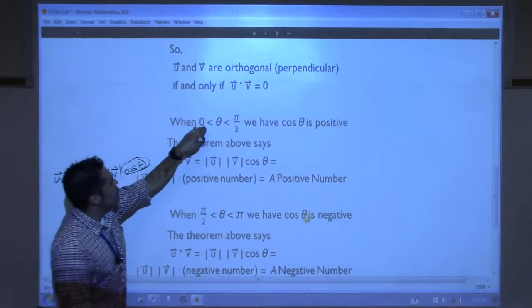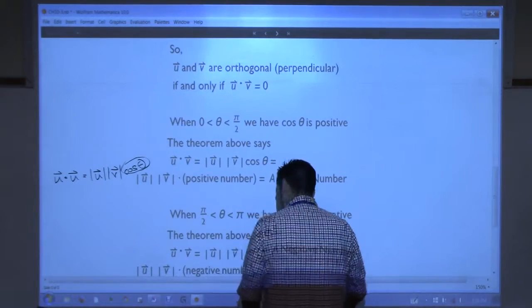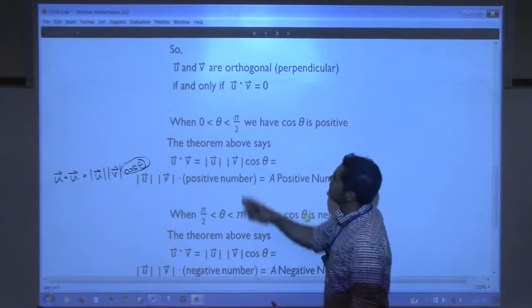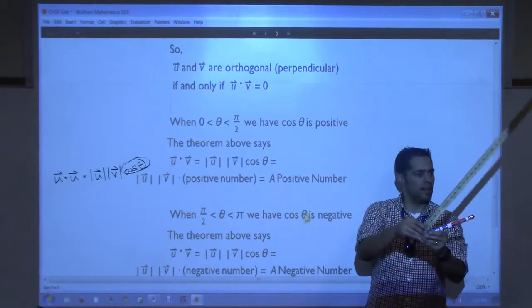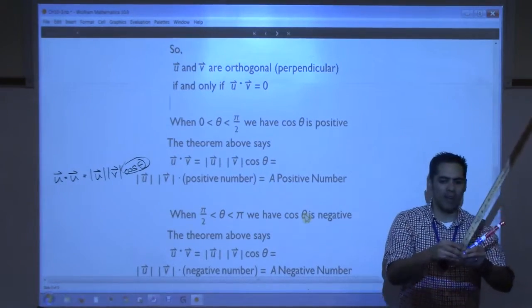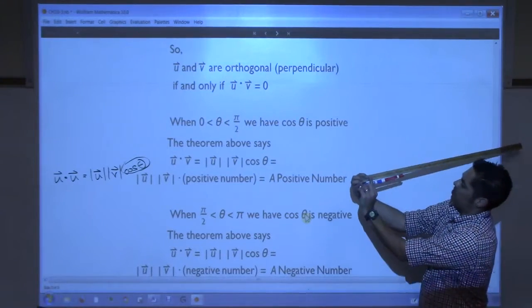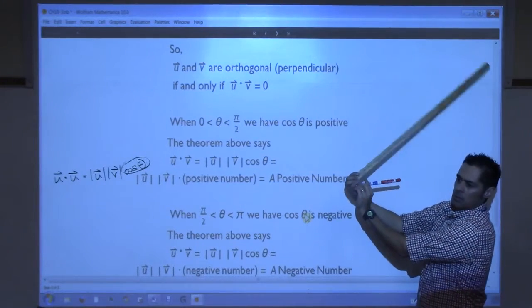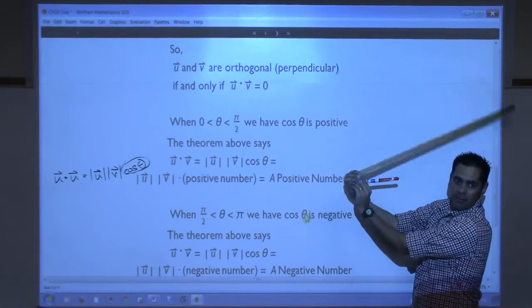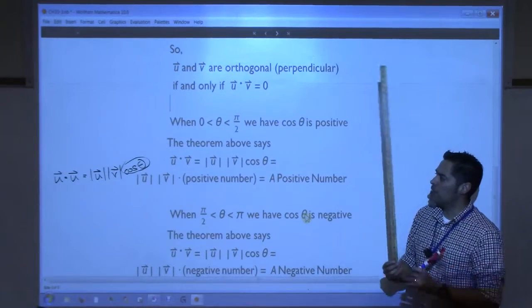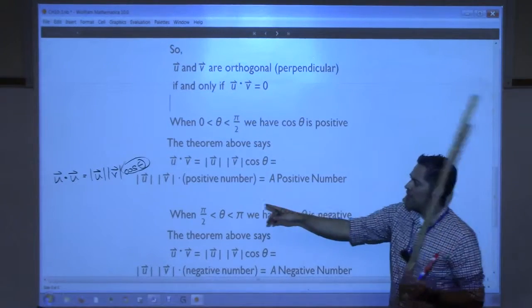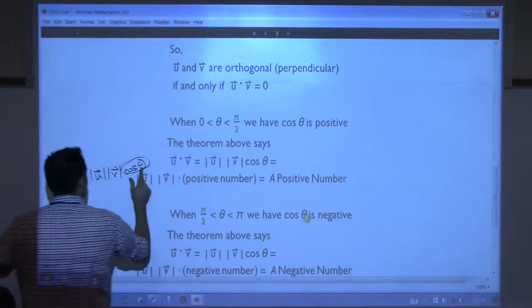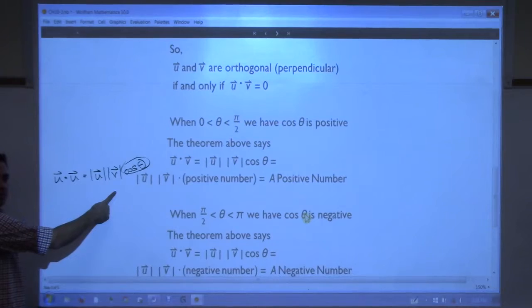Here it is. When theta, the angle between your two vectors, is between 0 and pi over 2, what is the cosine of an angle that's between 0 and pi over 2? Is it positive or negative? Positive, right? So if the angle between your two vectors is between 0 and pi over 2, this will be a positive number, and the dot product therefore is positive.